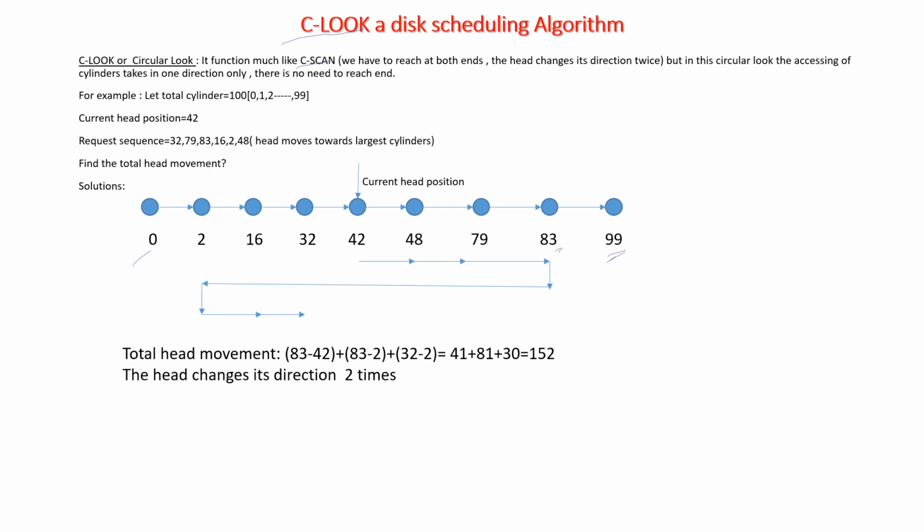So one example is given here. There is no need to reach the end. And like C-SCAN, it also changes its direction two times. How? Let me explain with this example.